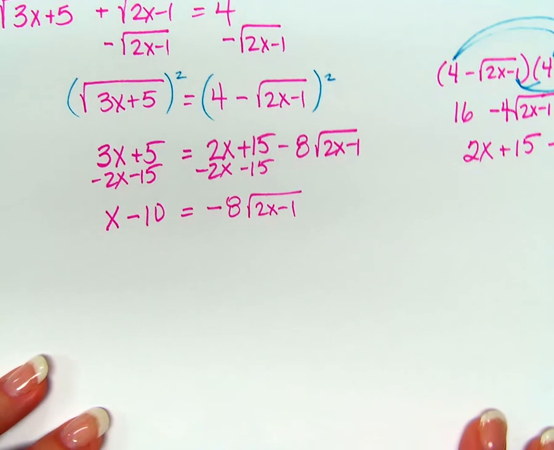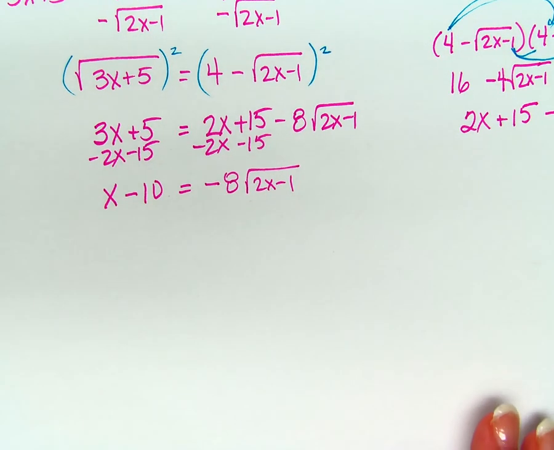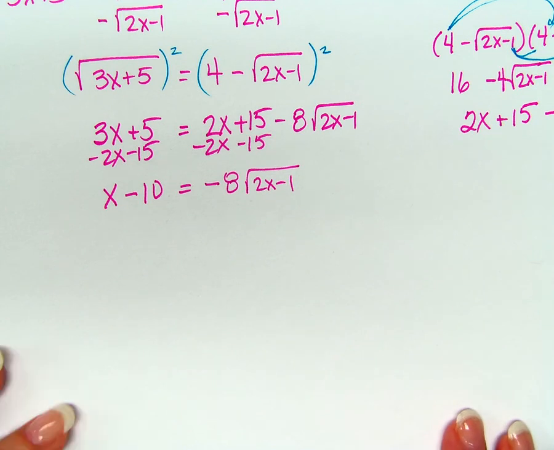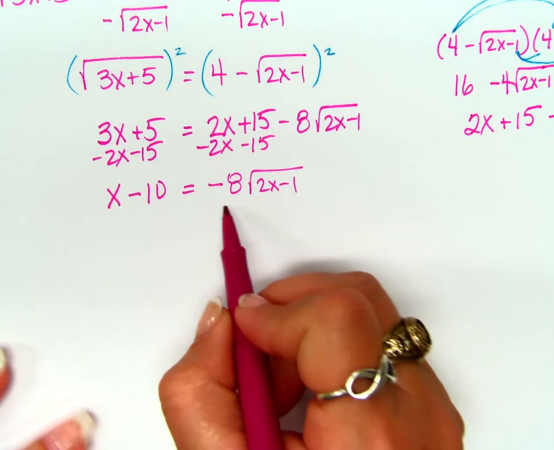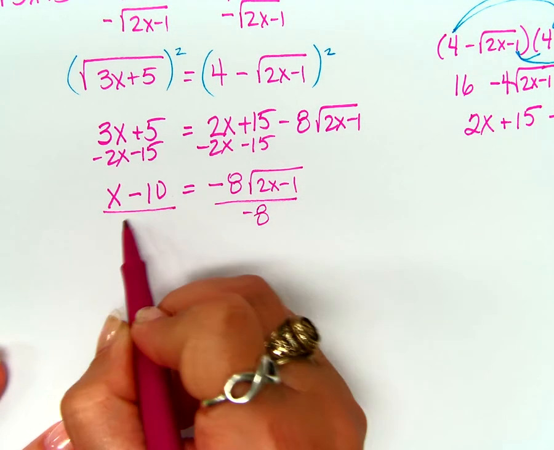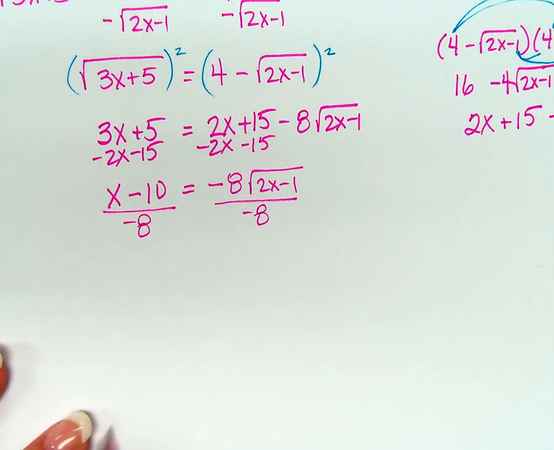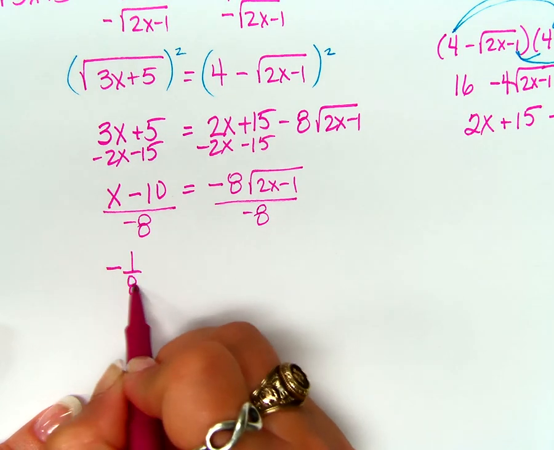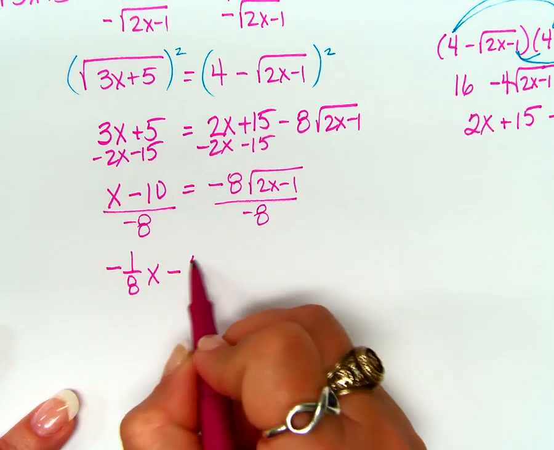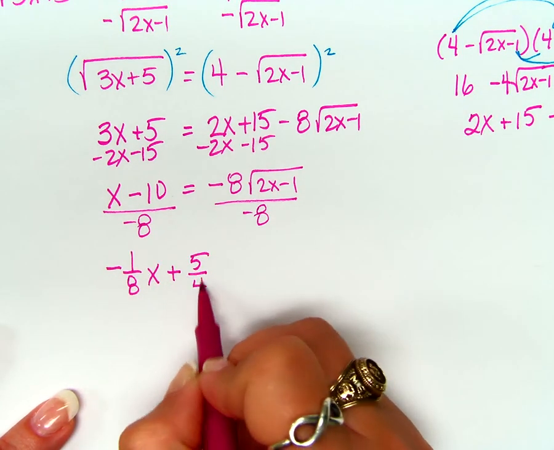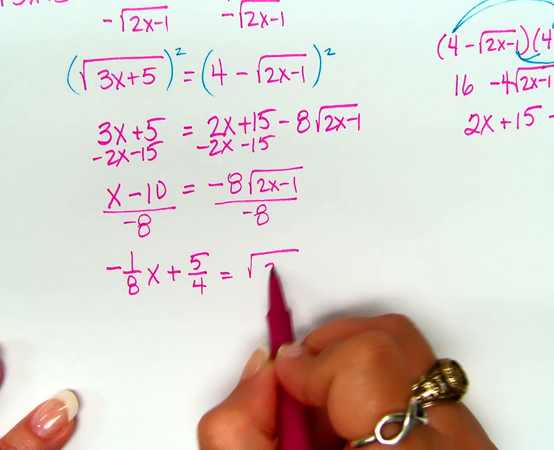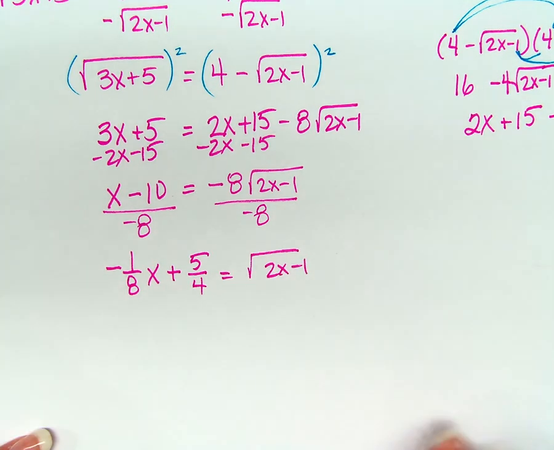Right? Except, what do I need to do with a negative 8? I got to divide it, right? That's when it starts getting super messy. Because I have negative 1/8 x minus 5, plus 5/4 equals root of 2x minus 1. And guess what I have to do now?